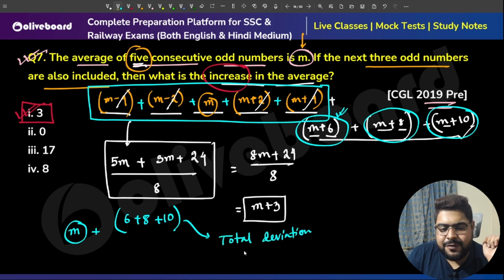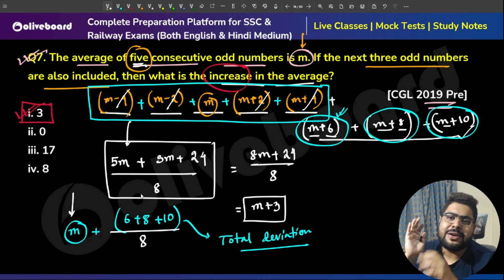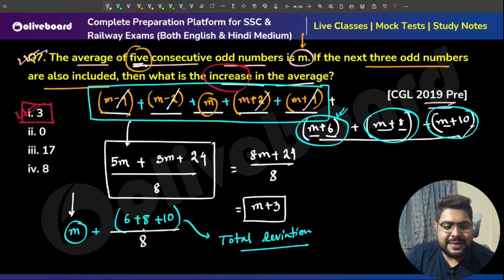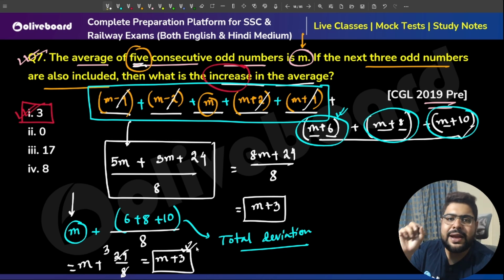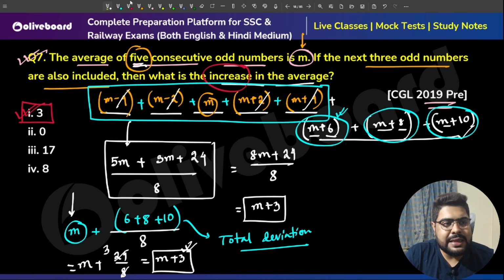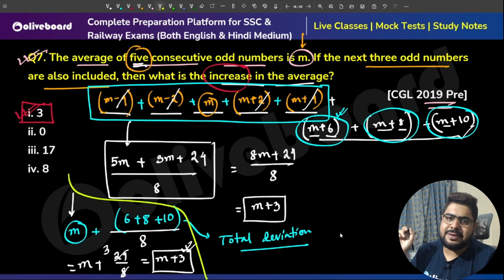Right, sir? So what is the average? Whatever is the deviation divided by the number of numbers. Now we are calculating 8 numbers. So it is my previous average plus the deviation divided by the total number of numbers. So if you calculate M plus 24 by 8, I can straight away say this is definitely 3. Very, very simple. This is the more efficient way of solving this rather than doing all the other work.